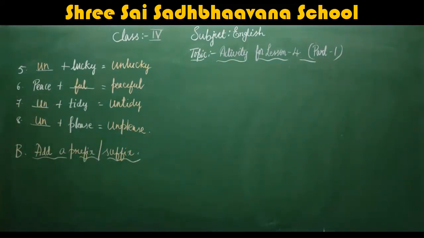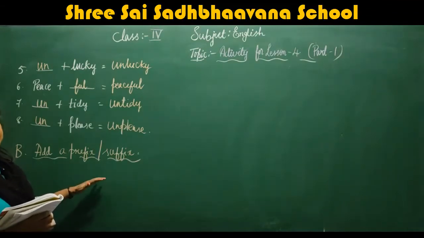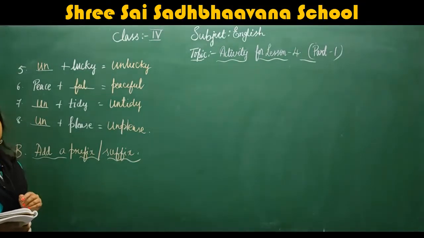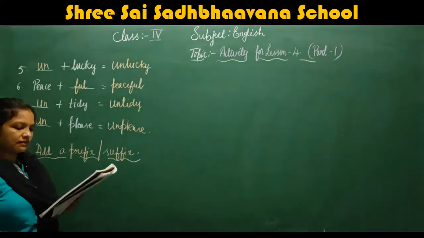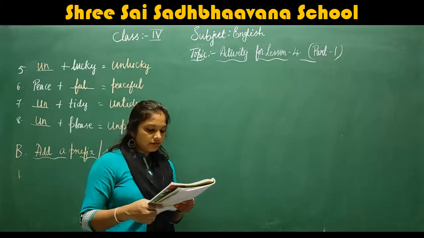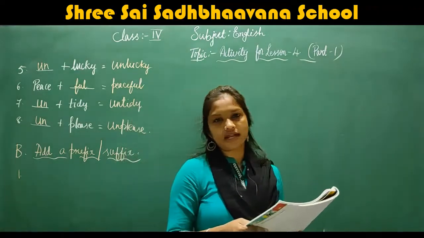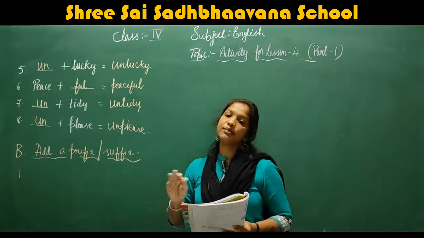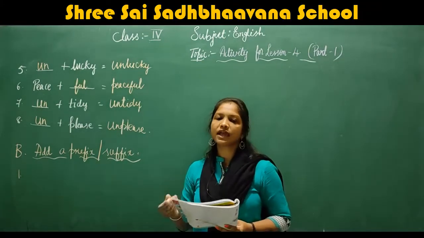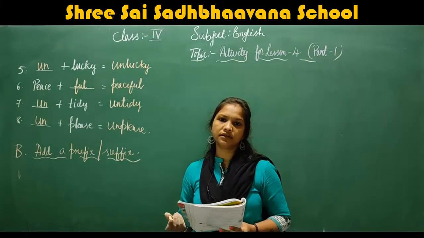Okay, understood, children, prefix and suffix? I hope you have understood. And next main is also the same thing. We have to add a prefix or suffix to the given word. The first one. Here, what have they given first? He was a dash on that chair. Comfortable is the word. So we have to add a prefix or suffix. What can we add for comfortable?